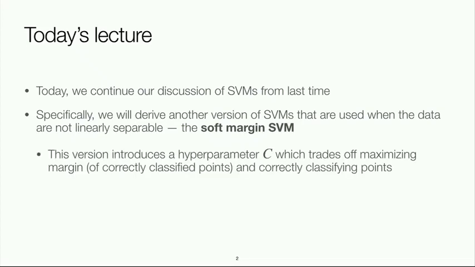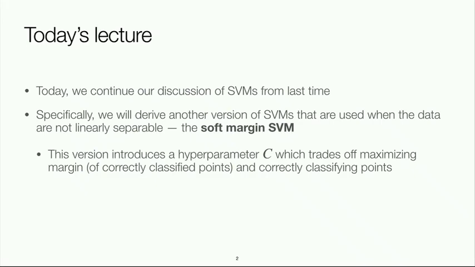And basically what this version of the SVM is going to do is introduce another hyperparameter, right? So something that we set ourselves, which people usually call C. Sometimes people call it lambda. It doesn't really matter what you call it. But what it does is it trades off between maximizing the margin, which was the goal last time, versus actually being able to correctly classify all of your training points.